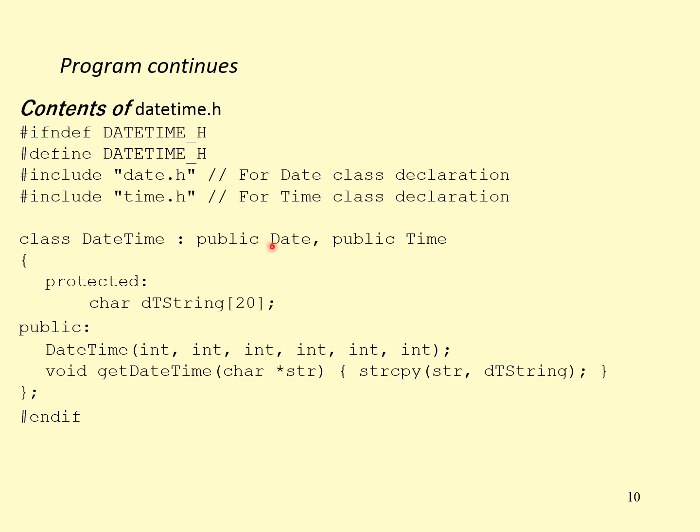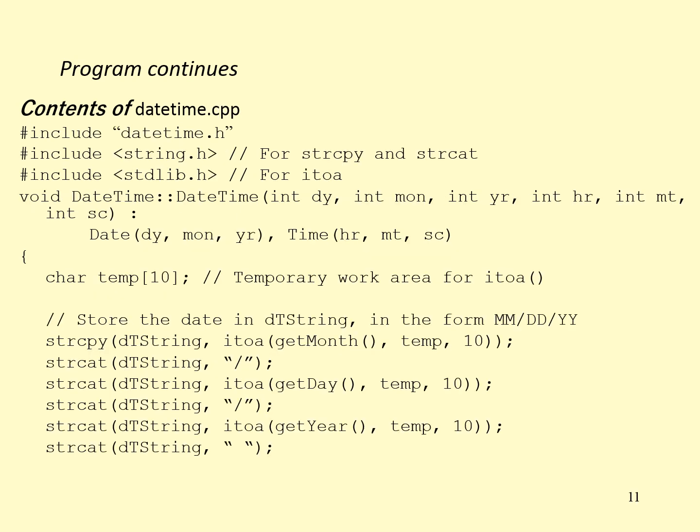Then class DateTime, we are now defining it using a public interface. It inherits from Date and it also inherits from Time. So this is now the concept of multiple inheritance. It's inheriting from two classes, Date and Time. It has only one protected attribute, the date string, and public member functions. DateTime, that means this is its own constructor, and this is what it takes as its parameters.